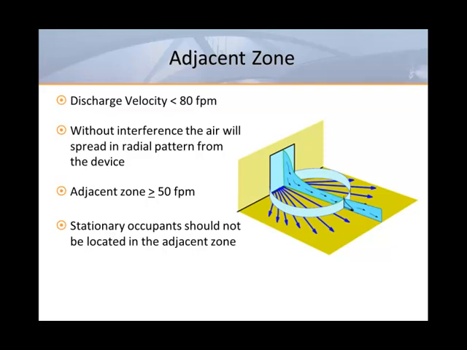Although these areas are perfectly suitable for use as aisles or corridors, stationary occupants should never be located within the adjacent zone. While it's highly unlikely that a person passing through or stopping for a moment would notice anything, a person seated for a longer length of time would likely feel a chill in the ankle region.